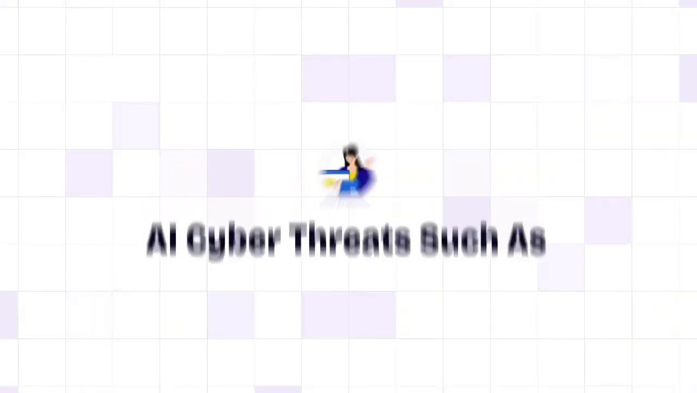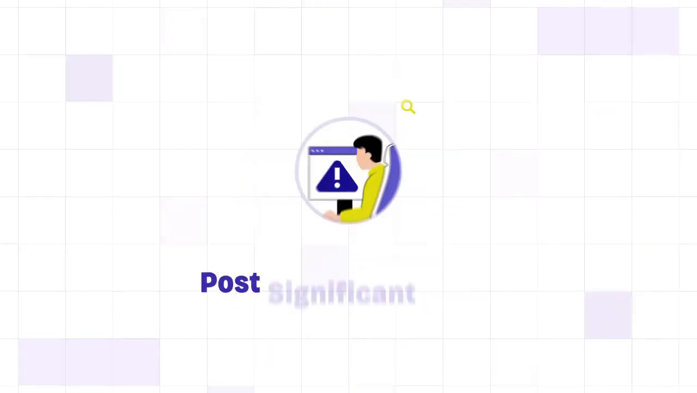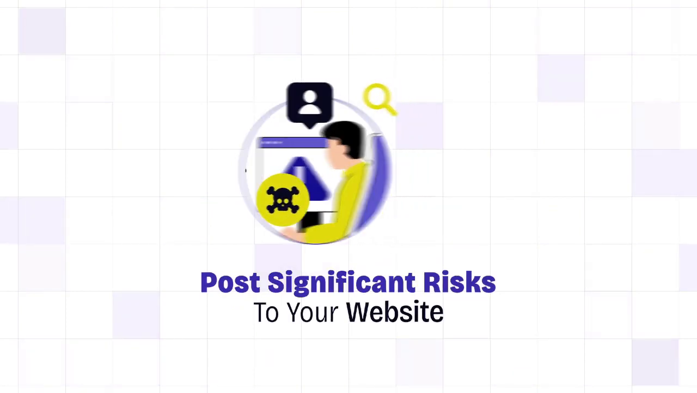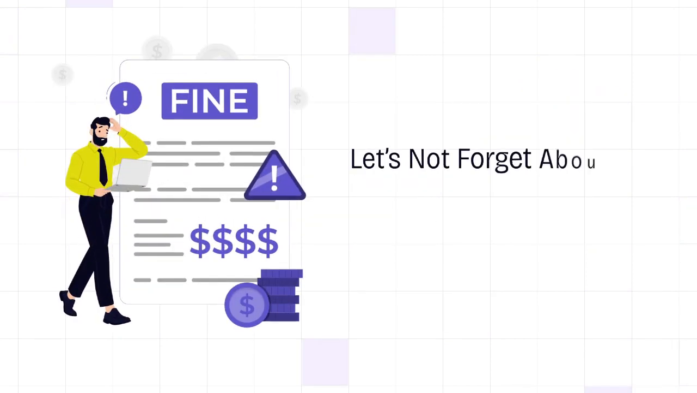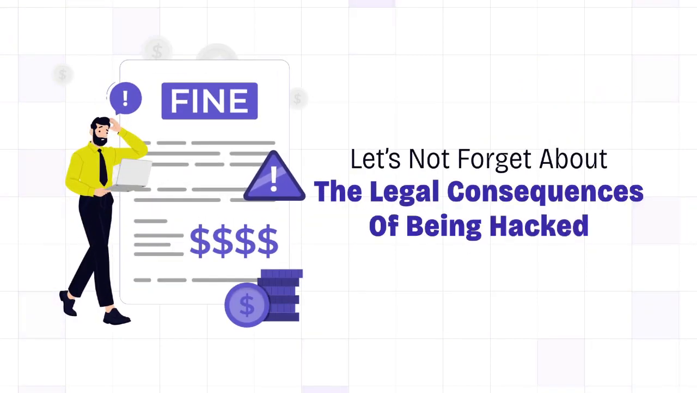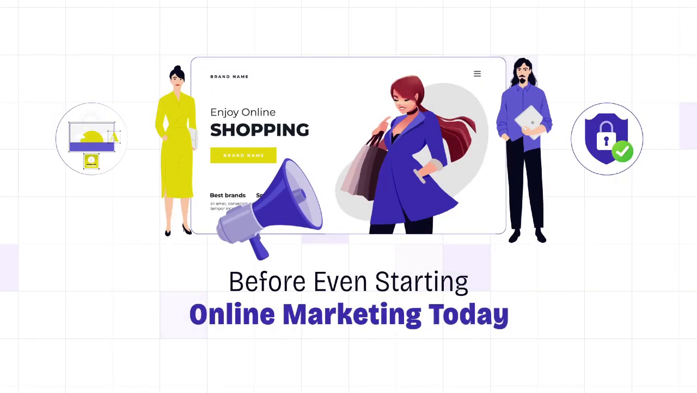Hackers have become far more sophisticated in just the last year. AI cyber threats, such as data breaches, hacking attempts, malware attacks, and phishing scams, pose significant risks to your website, your customer sensitive information, and your reputation. And let's not forget about the legal consequences of being hacked and having data stolen today. Site owners are desperate for customizable yet fully secure sites before even starting online marketing today.